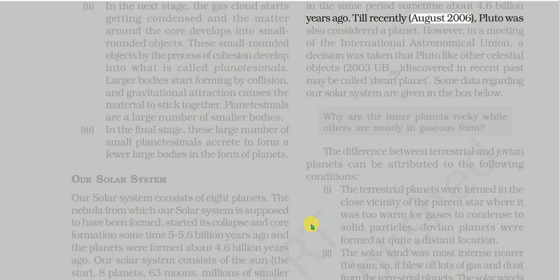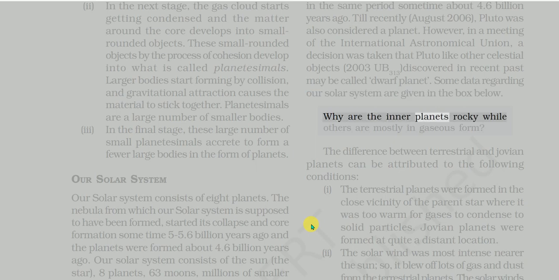Till recently, August 2006, Pluto was also considered a planet. However, in a meeting of the International Astronomical Union, a decision was taken that Pluto, like other celestial objects, 2003 UB313, discovered in recent past, may be called dwarf planet. Some data regarding our solar system are given in the box below.